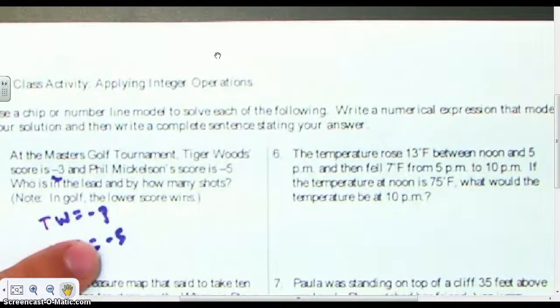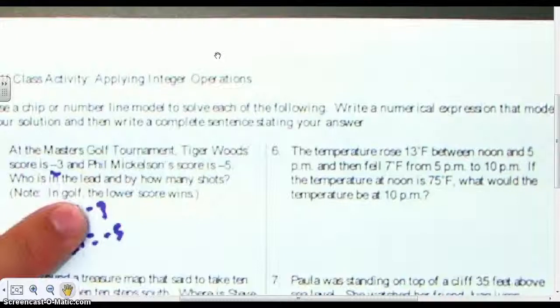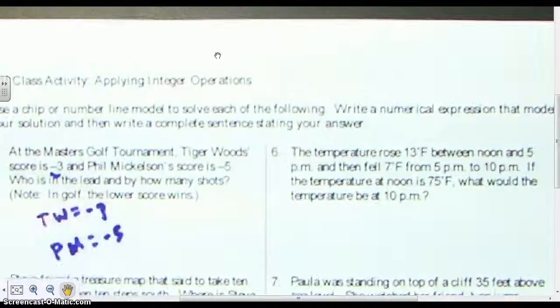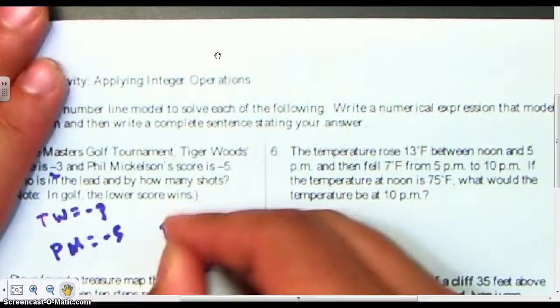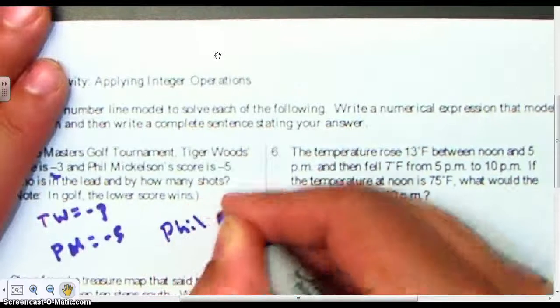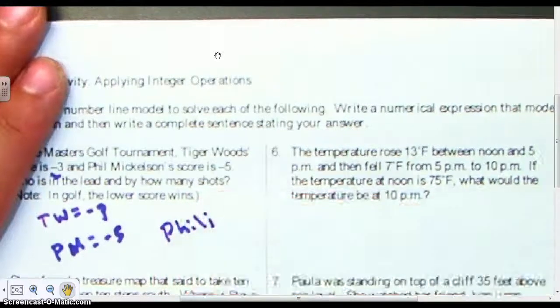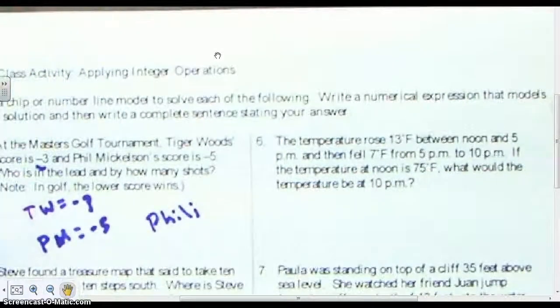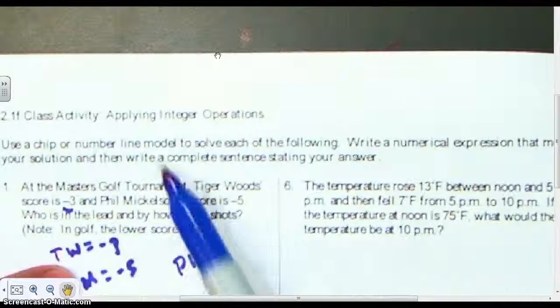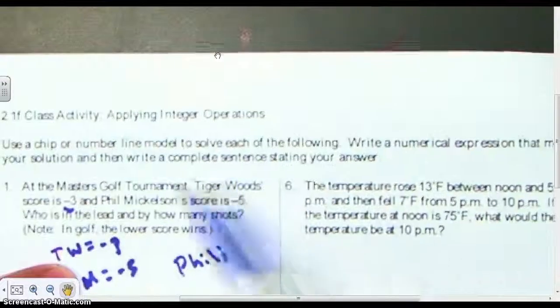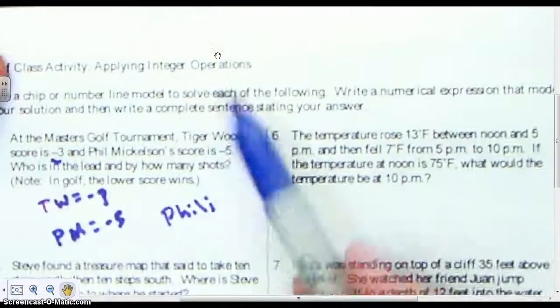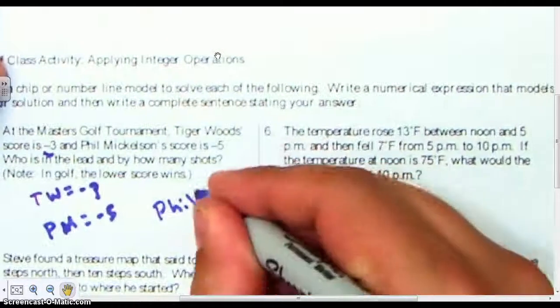Well, -5 is lower than -3 because remember, negatives are backwards. So we'll just put Phil is the lowest, and put a semicolon there because we need to put how many shots. And it says use a number line. You can kind of do that as you need to. You don't have to do the number line or models for this because we've done lots of those anyway, so if you can skip that, that's fine.